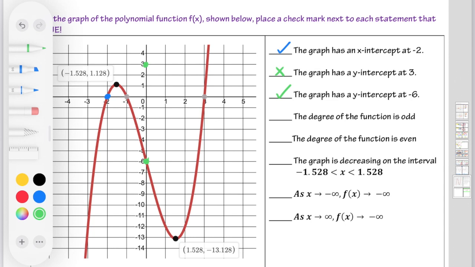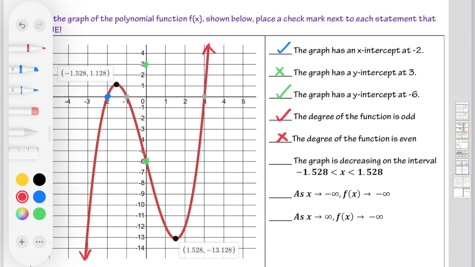The degree of the function is odd. Odd would mean that it's going up on one side and down on one side, and it looks like it is because it's going up to infinity on the right, down to -infinity on the left. So, yep, it is an odd function. The degree of the function is even. Well, if it's odd, it can't be even. It can't be both. It's either odd or even. So it's definitely not even because then it'd be going in the same direction on both ends.